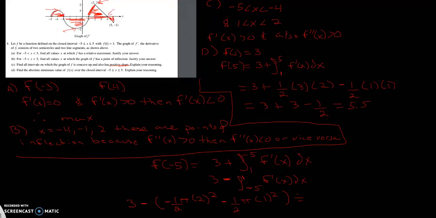So now doing the math, I'm going to get 3 plus, because negative times a negative is a positive, 2 pi minus pi over 2. So now if I think about this, 3 plus 2 pi, 2 pi is 6 point something, 6 plus 3 is 9, 9 minus whatever that little piece is still greater than 3. So my absolute min is f of 1 equals 3. That's the absolute min. I hope this video helped.